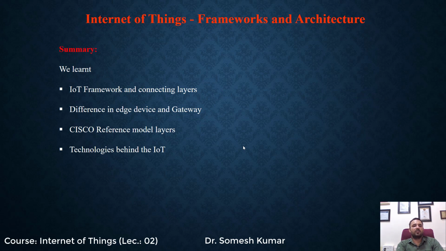Now we come to the end of this lecture. Basically, in this lecture we discussed the IoT framework and the connecting layers. We discussed the difference between edge devices and gateway devices. We discussed the Cisco reference model and the IEEE protocol. We discussed the various technologies behind the IoT: software, various network protocols, and machine-to-machine communication protocols.